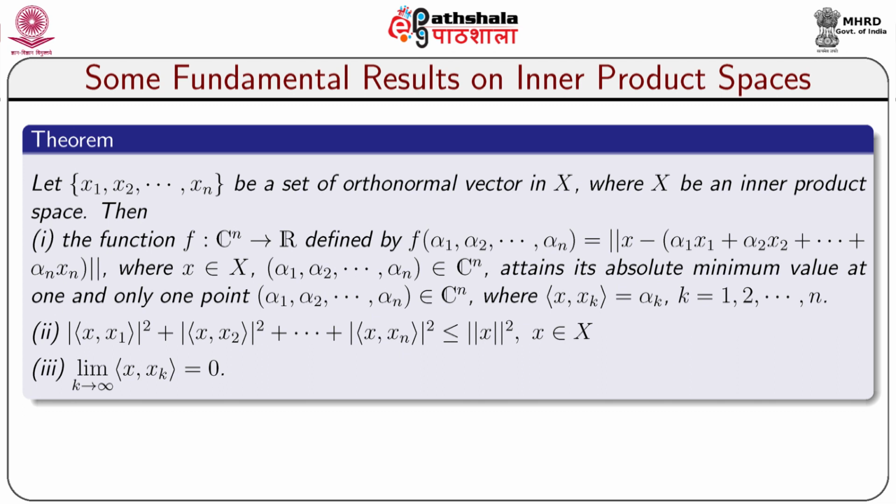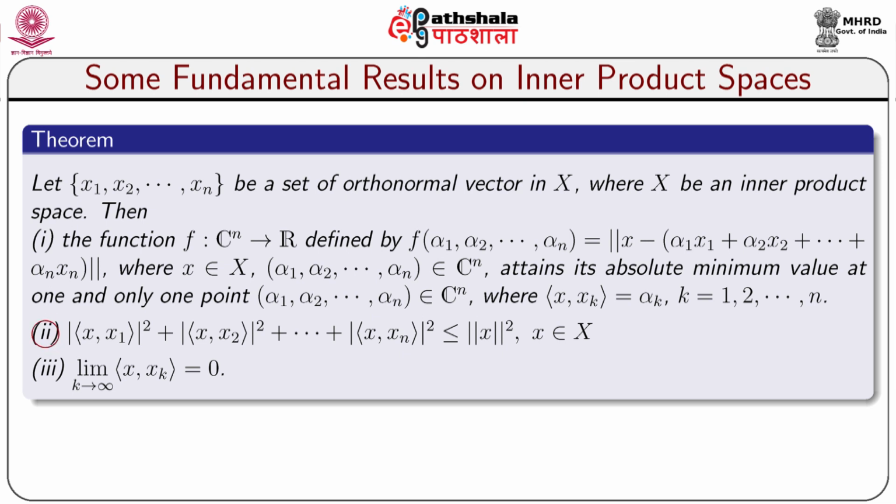an inner product space. Then number 1, the function f from Cn to R defined by f of alpha 1, alpha 2, dot dot alpha n is equal to norm of x minus alpha 1 x1 plus alpha 2 x2 plus dot dot dot plus alpha n xn, where x belongs to capital X and alpha 1, alpha 2, dot dot alpha n, this n-tuple, belongs to Cn, attains its absolute minimum value at one and only one point, alpha 1, alpha 2, dot dot alpha n belongs to Cn, where inner product x comma xk is equal to alpha k and k equal to 1 up to n.